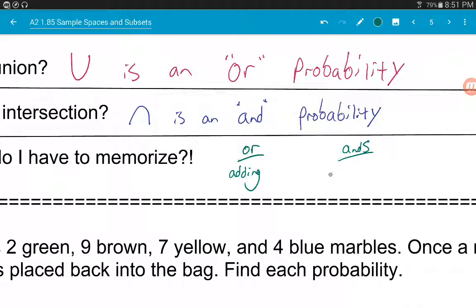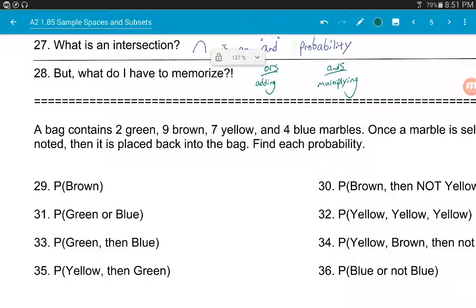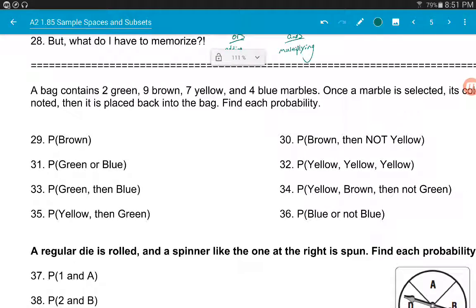And means we are multiplying. You have to memorize those. So or is addition, and and is multiplication. I guess I should say ors and ands. Now let's go through a couple of these examples and then move on from there.